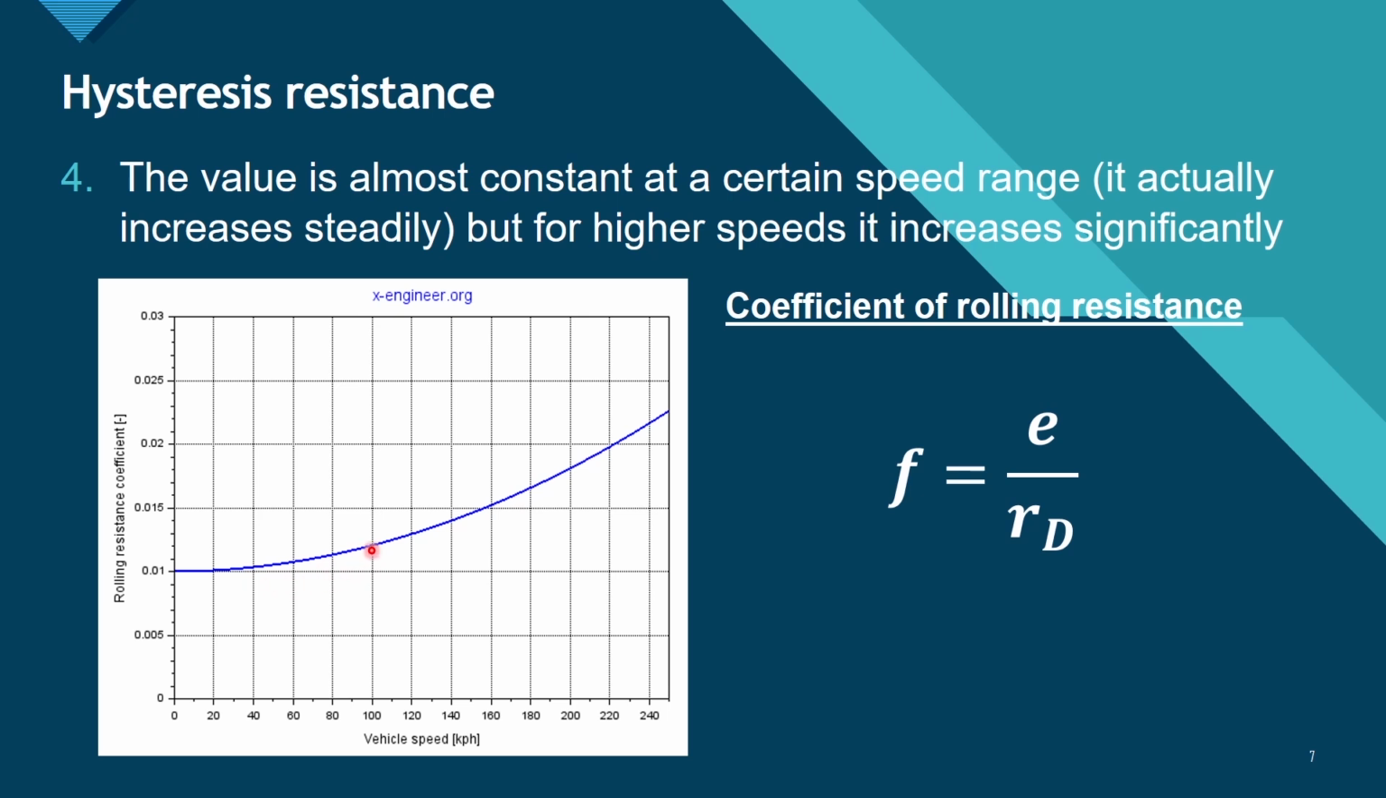We can see a very small increase from 0 to 80 kilometers per hour. But when we increase speed more, we can see a drastic steep increase on the function. So for higher speeds, it increases significantly. Remember that in normal situations with normal speeds, the coefficient of rolling resistance f is around 0.01 to 0.02. It is 1% to 2% of the vertical load on the tire. Remember the equation.